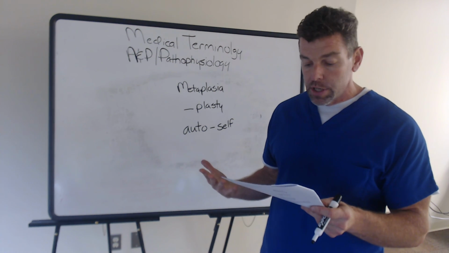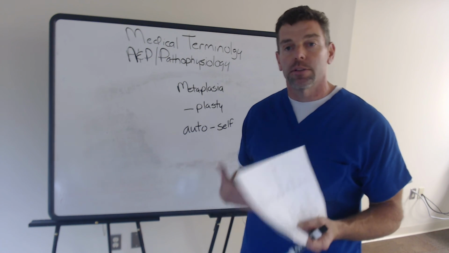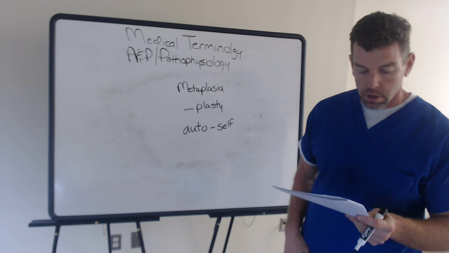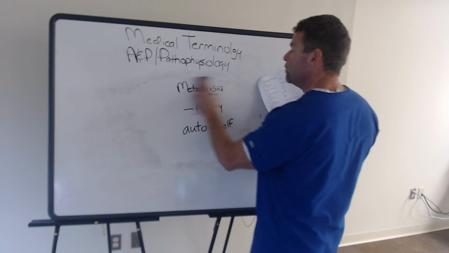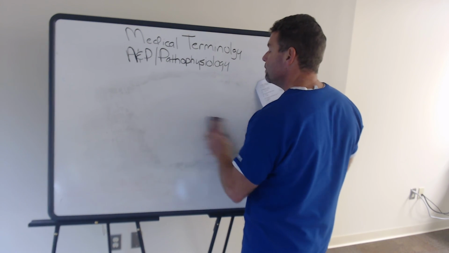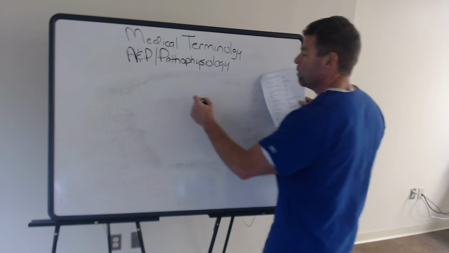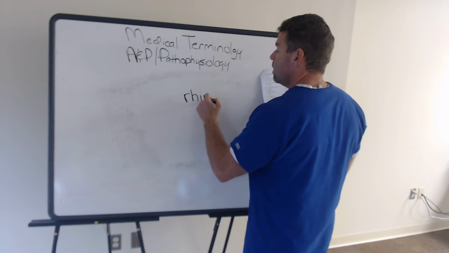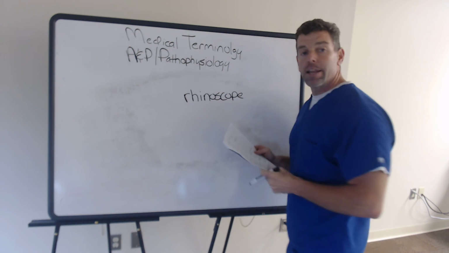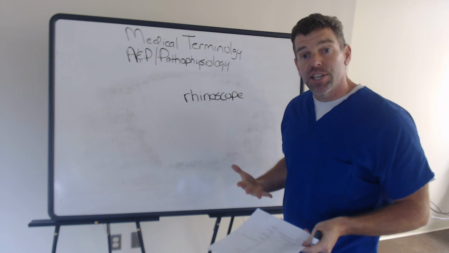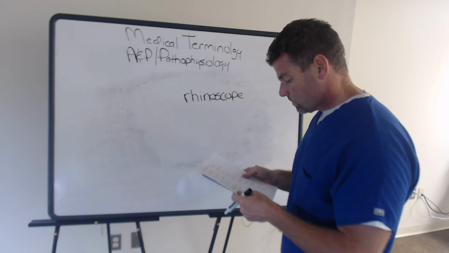Physiology is going to be the study of body functions. Anatomy is going to be the study of body structures. An instrument used to view the nose is a rhinoscope. Rhino is a combining form that means nose. Naso is also a combining form that means nose.